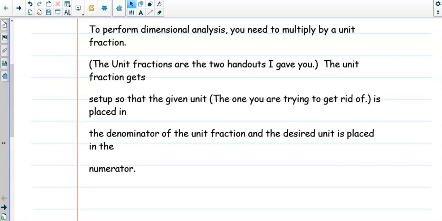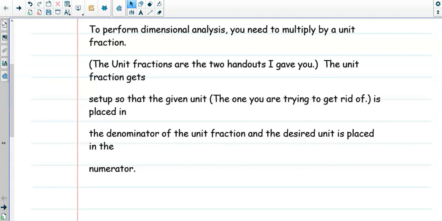In the denominator goes the label we're getting rid of. In the numerator goes the label we want. I'll show you this here in just a moment. If you don't understand that, wait until you see the example again. But again, all that's going on in this is you're multiplying by a unit fraction, and you get the unit fraction from the conversion tables. So again, in the unit fraction, the label you're trying to get rid of goes in the bottom, in the denominator. The label you want goes in the numerator. So let's take a look at an actual example and start getting through this conversion stuff.